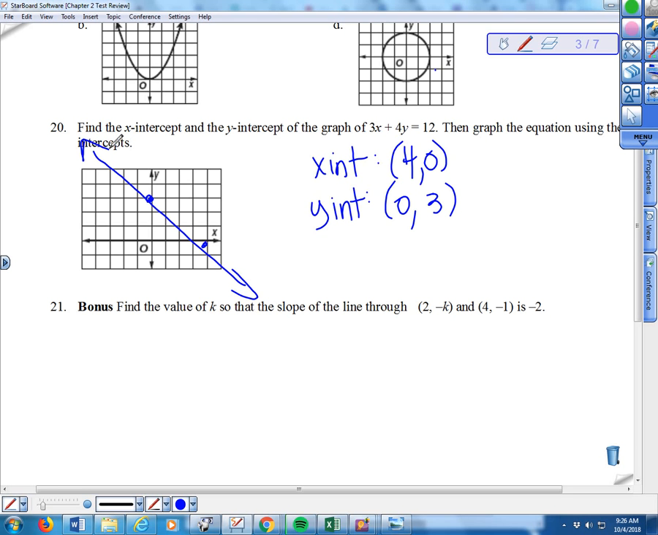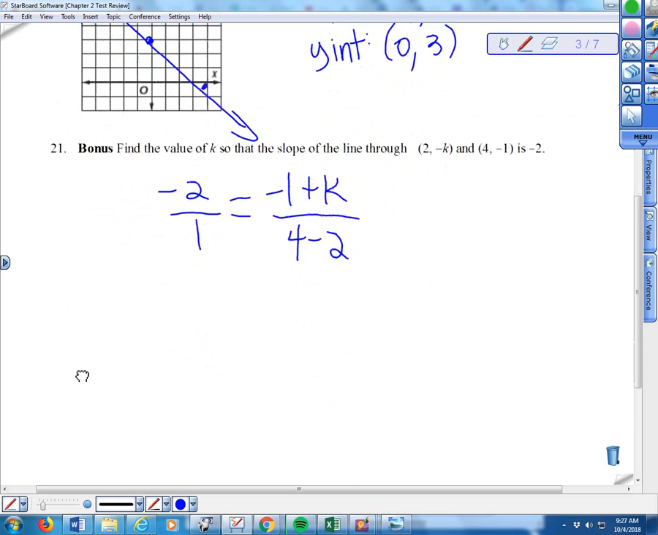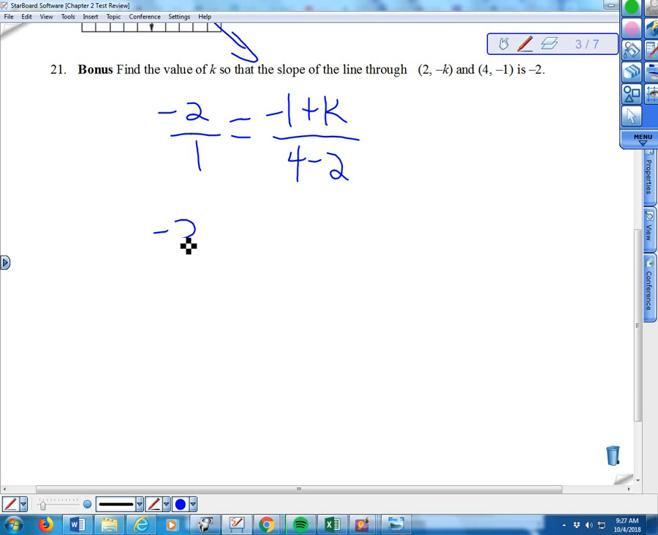Number 21 was just like several of the problems you had in web work. It wasn't quite as hard because you're already given the slope. It says find the value of k so that the slope of the line through 2, negative k and 4, negative 1 is negative 2. So I'm going to say negative 2 over 1 equals negative 1 plus k, y2 minus y1, over 4 minus 2. Now I'm just going to simplify. I'm going to make this k minus 1 just for my sanity.